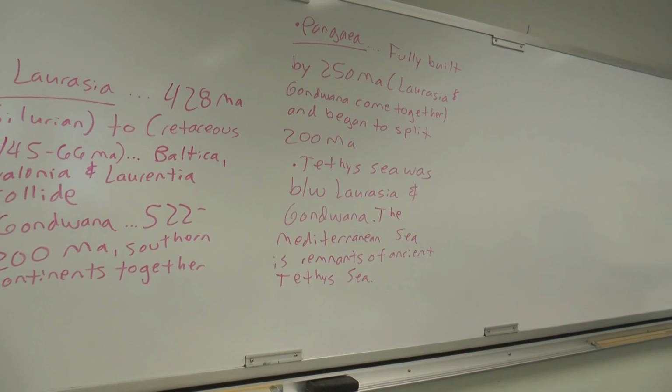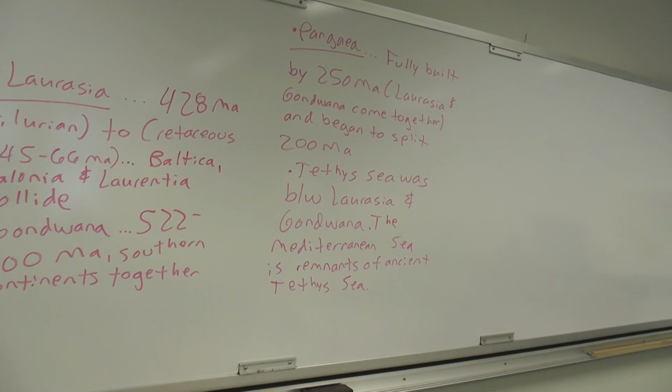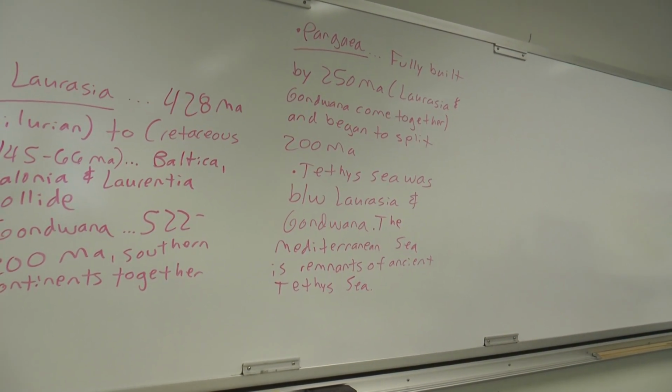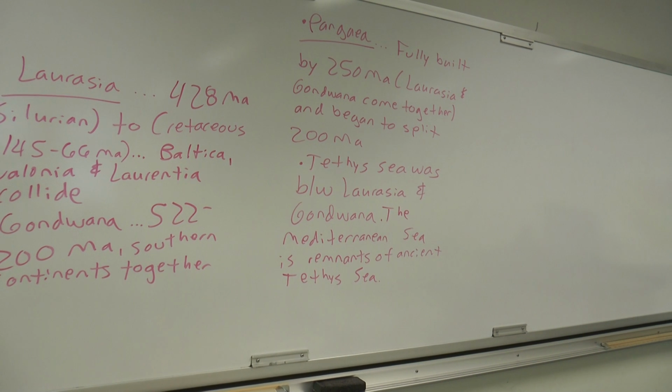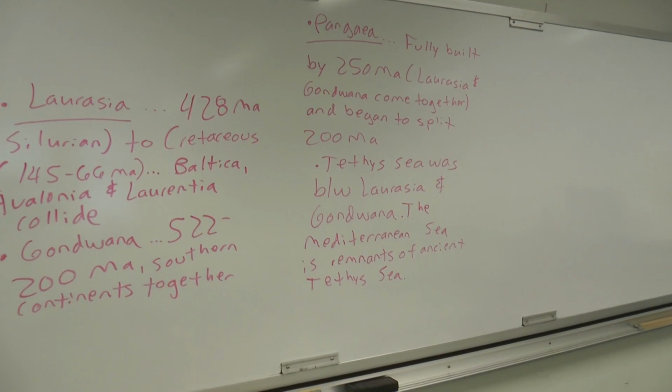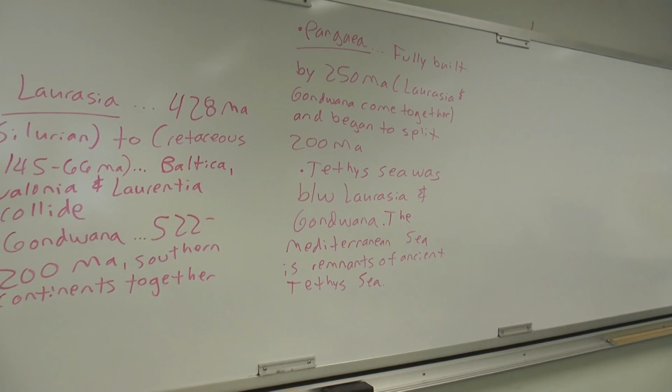So where will you find the absolute oldest oceanic crust, going up to 200 million years? That's going to be in the Mediterranean Sea, which is the remnants of the ancient Tethys Sea. So we did not lose all of the Tethys Sea. And I think that is it for the Chapter 9 video lesson.